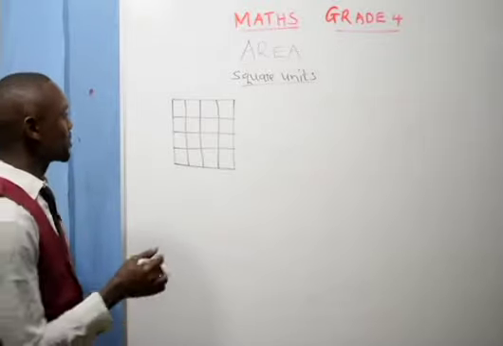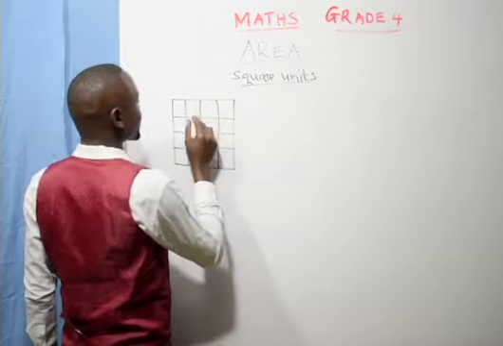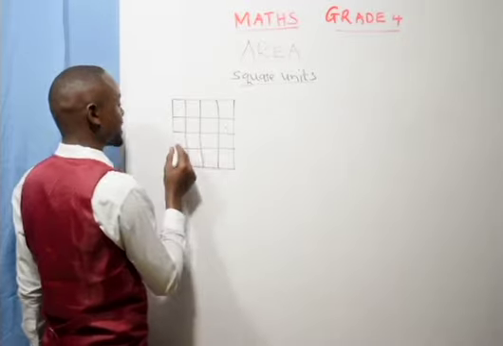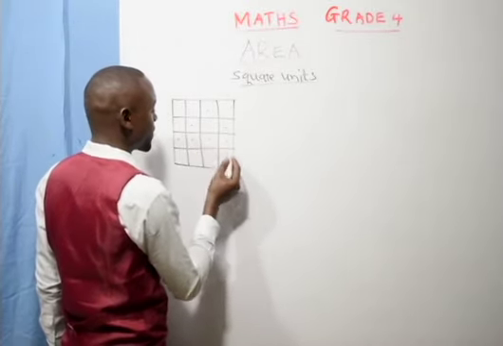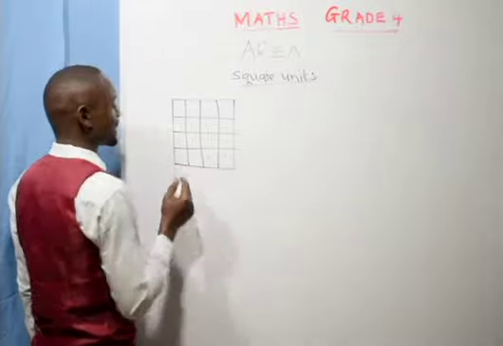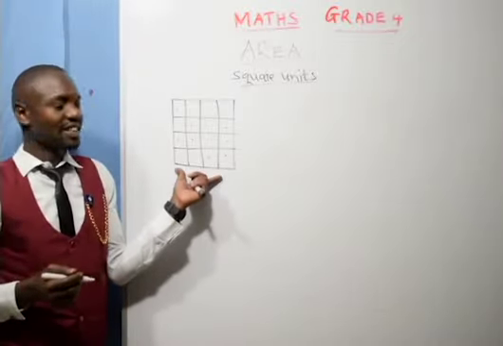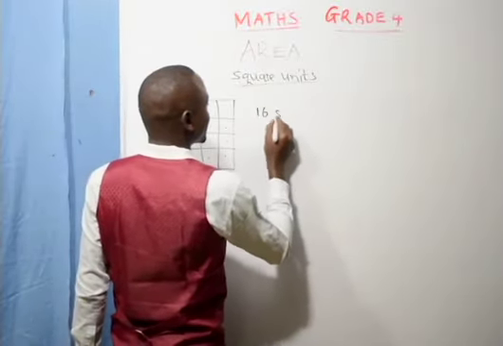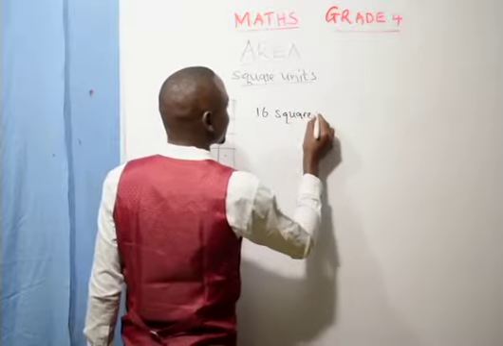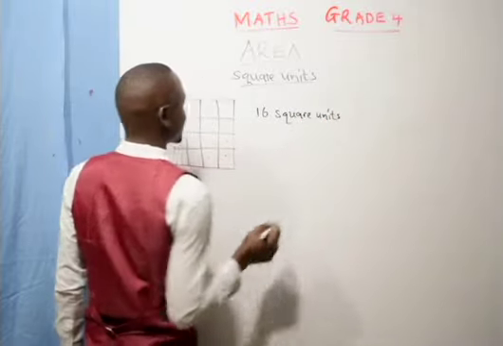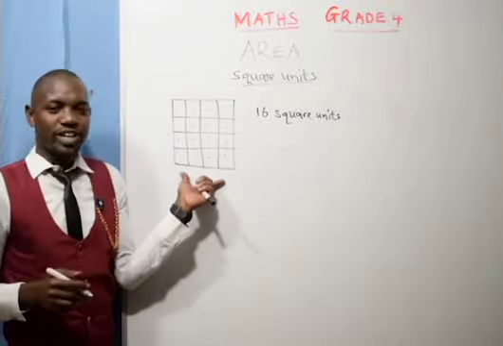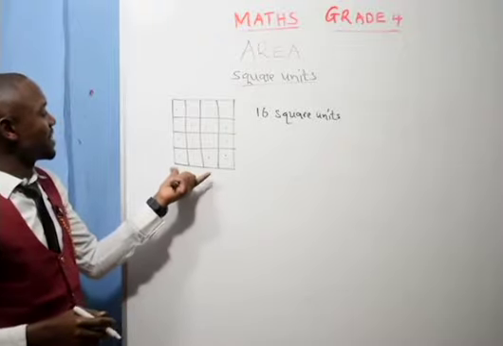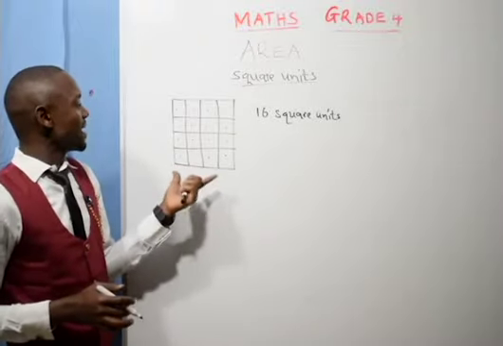So we work out by counting first. This is 1, 2, 3, 4, 5, 6, 7, 8, 9, 10, 11, 12, 13, 14, 15, 16. That means that there are 16 small squares in this figure. So the area of this figure will be 16 square units. Why do we get 16? From counting.